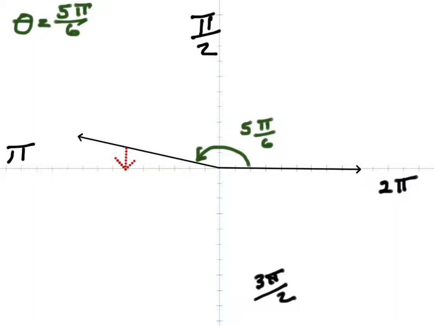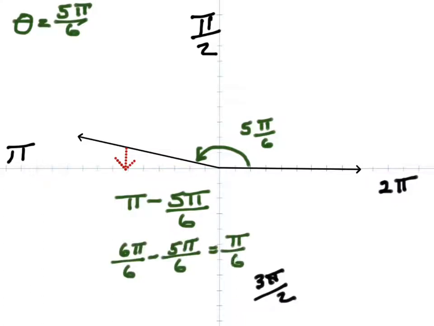I am going to evaluate what the value is going to be from the terminal side to the x-axis, and that's going to be pi minus 5 pi over 6. Well, pi would be 6 pi over 6, because 6 over 6 is 1. So 6 pi over 6 minus 5 pi over 6 is pi over 6. So my reference angle is pi over 6. So the reference angle for 5 pi over 6 is pi over 6.